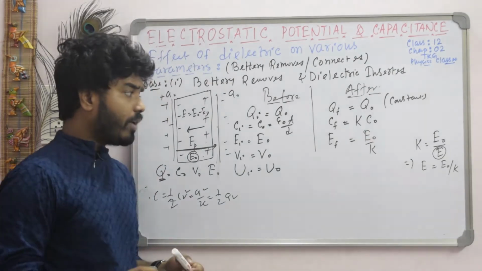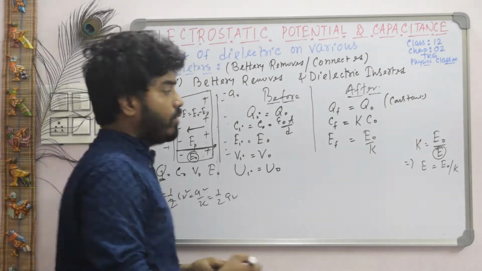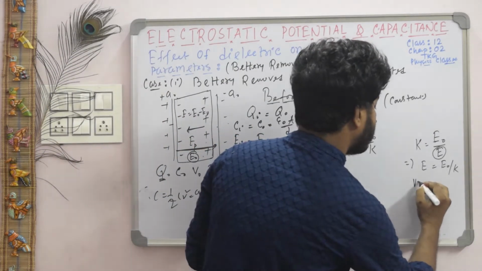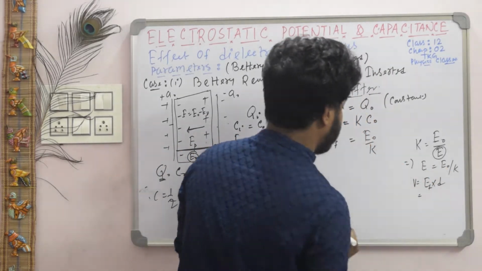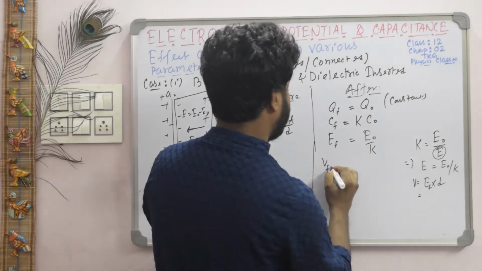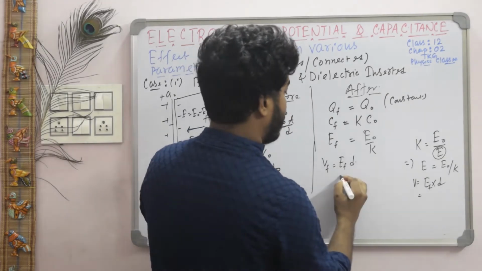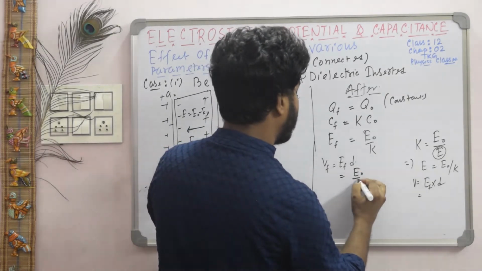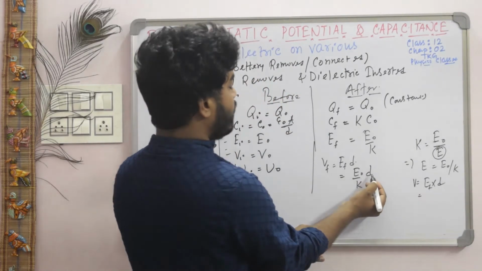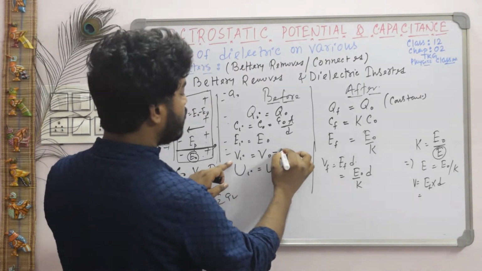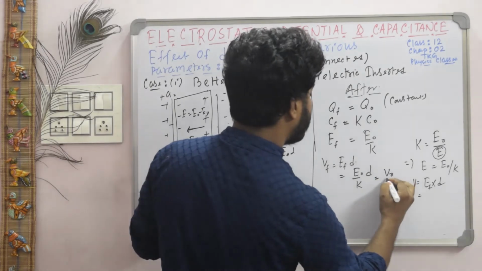Now when you find out the electric field, you can easily find out the potential. So you know the formula for finding potential, V is equal to E into D. So write it down here, the final potential formula, that is final electric field into separation. So final electric field, that means E naught by K into separation D. So what is E naught into D? E naught into D represents the initial potential. So this one becomes V naught by K.